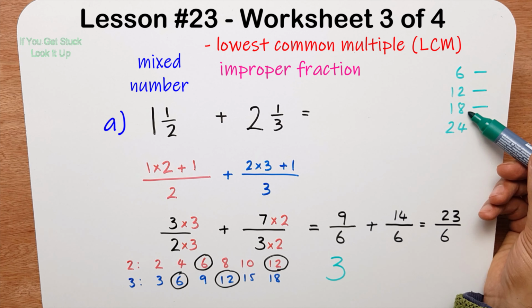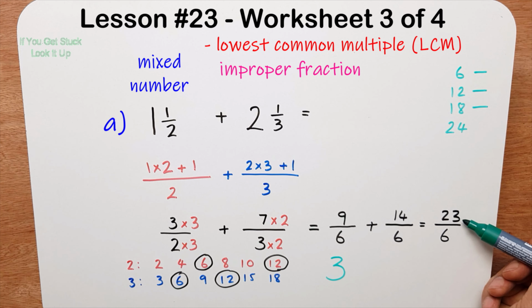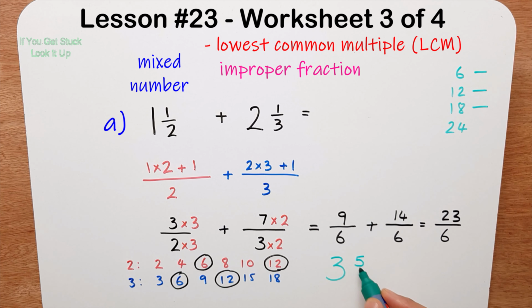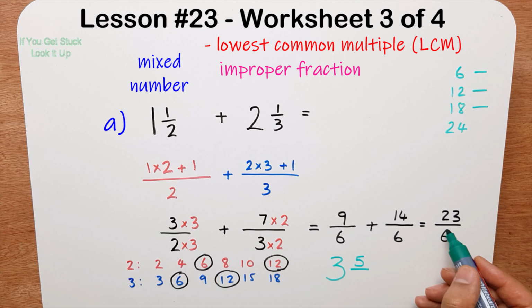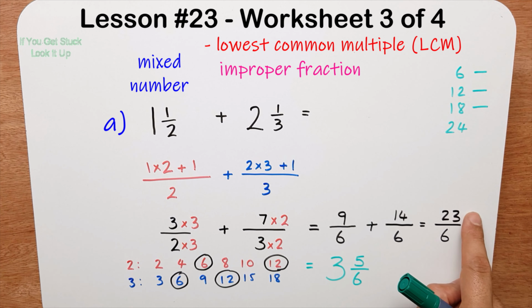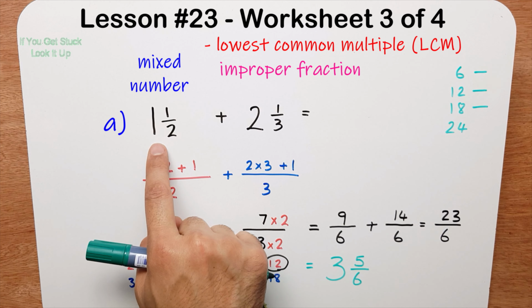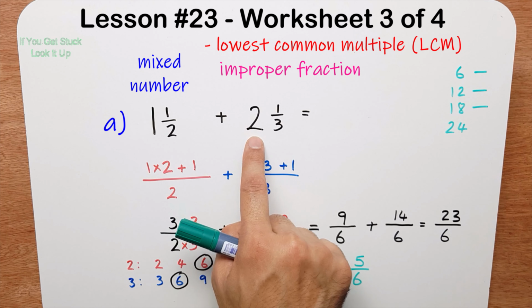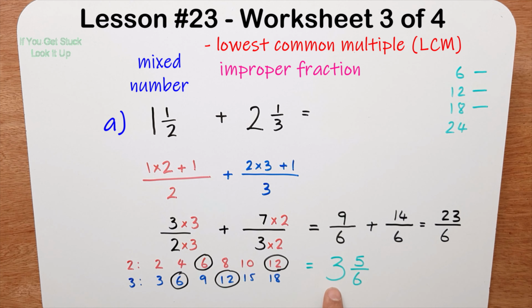And I've used 18 and I had 23. So that means I've got 5 left. So the 5 goes at the top as the remainder. And this 6, because I'm putting them into groups of 6, goes at the bottom. So 23 sixths is equal to 3 5/6. So I can say 1 1/2 plus 2 1/3 equals 3 5/6.